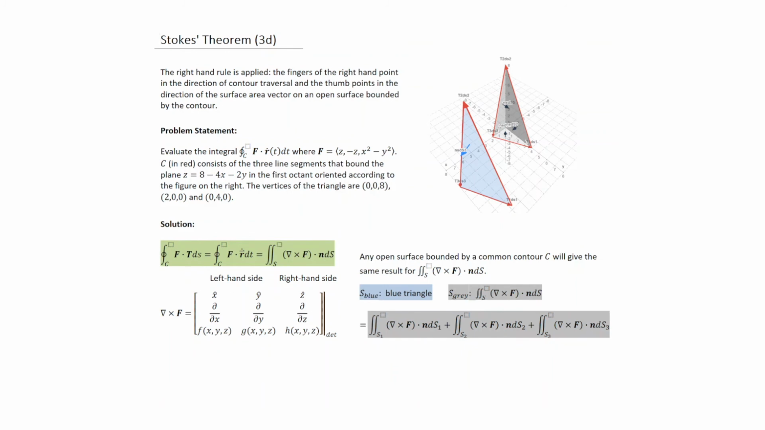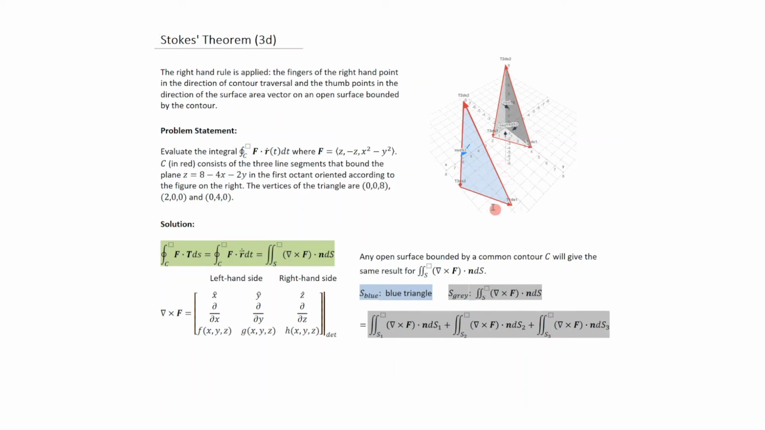Similarly, for Stokes theorem, we basically have to apply the right-hand rule. So here the thing is to take the fingers of the right hand, and they point in the direction of the contour traversal, and the thumb points in the direction of the surface area vector on an open surface bounded by the contour. So for example, here, we'll come to this shortly, here for instance is your contour. The contour basically consists of 3 line segments, and the bounded area is the one that's shown in blue here.